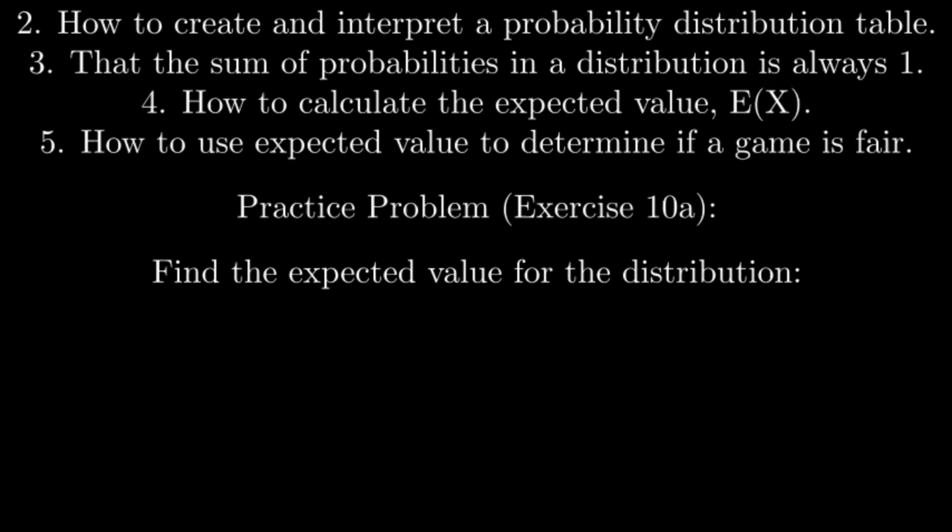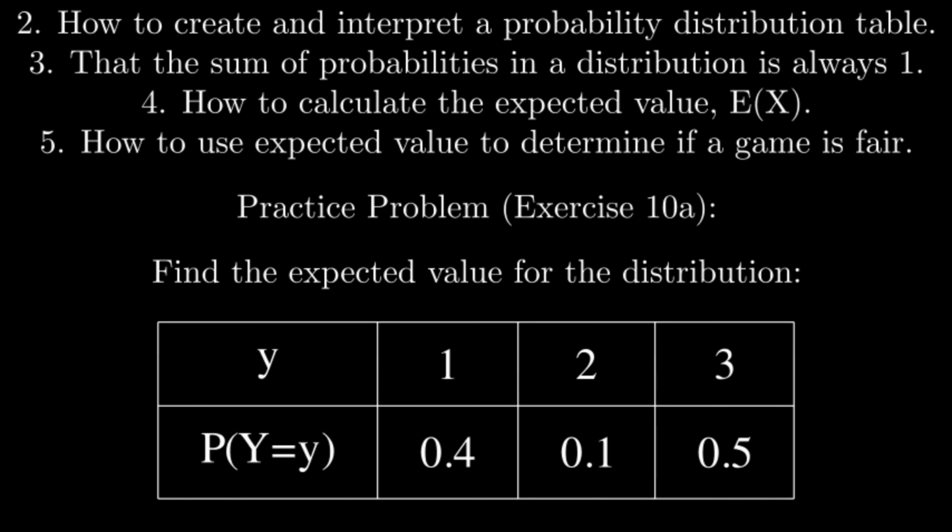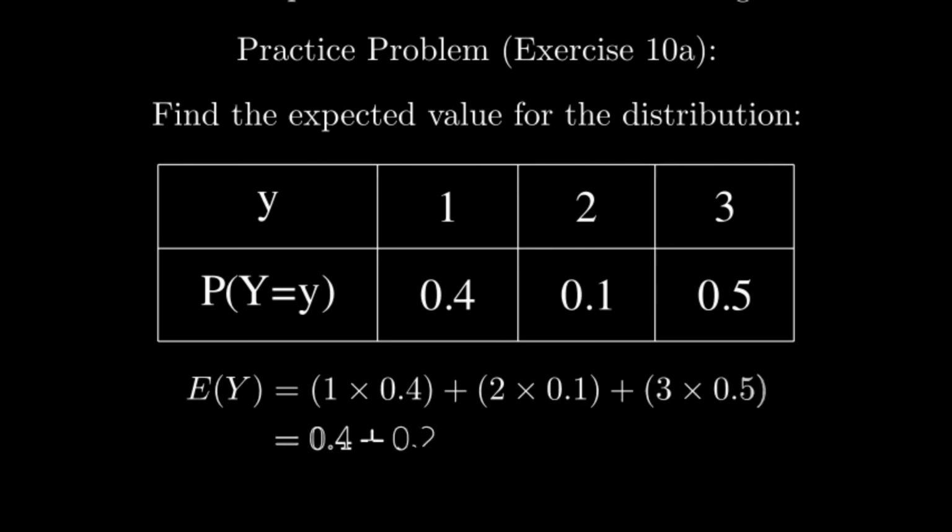Let's do one more quick example together from your exercises. Consider this probability distribution for a random variable y. Let's find its expected value. We just need to apply our formula, sum of y times p of y equals y. So we have 1 times 0.4 plus 2 times 0.1 plus 3 times 0.5. This gives us 0.4 plus 0.2 plus 1.5, which sums to 2.1. The expected value is 2.1.